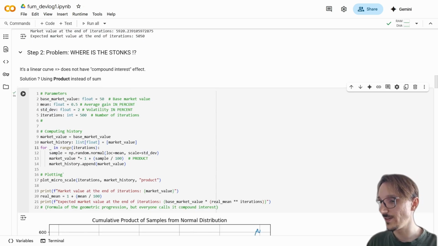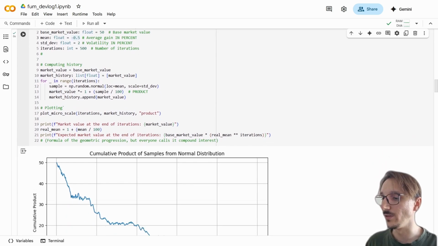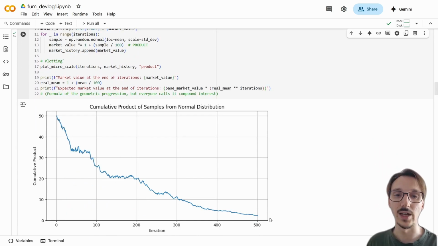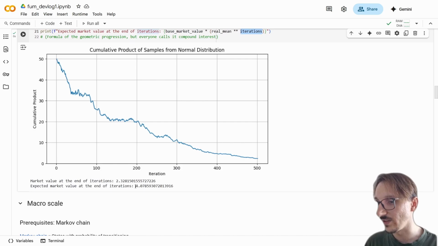Okay, let's run it. And you can clearly see the stonks here, the exponential curve, where it's very low at the beginning and it goes up very fast. And if we put a negative value, we get a hyperbola type of curve, which means that it's going down rapidly and then it flattens because we don't have much left to lose. And we can also compute the expected market value at the end of the iterations. It's a bit more complicated. It's the base market value times the mean to the power of the iterations. So in that case, it will be 4.